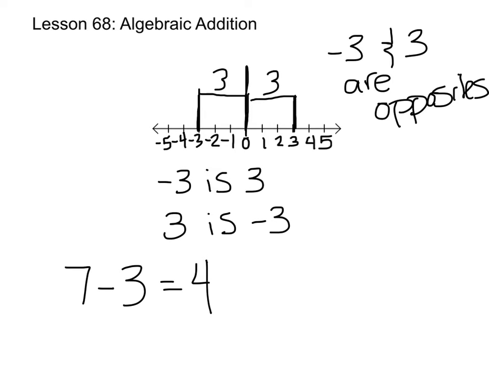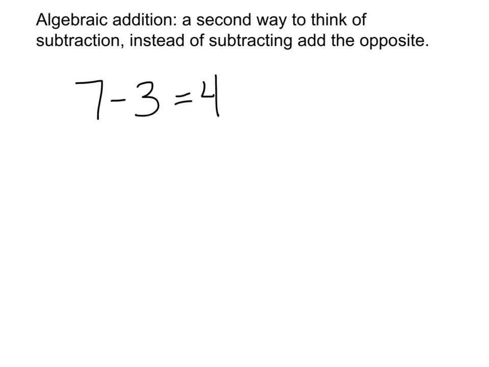But in algebraic addition, we have a second way of writing this problem. Algebraic addition, then, is a second way to think of a subtraction problem. Instead of subtracting, we add the opposite. So, we have 7 minus 3 equals 4. Instead of subtracting 3, we could write 7 plus a negative 3. The opposite of 3 is negative 3, and our answer is still going to be 4. We get the same answer both ways. No matter if we do 7 minus 3 or 7 plus a negative 3, we still get 4.